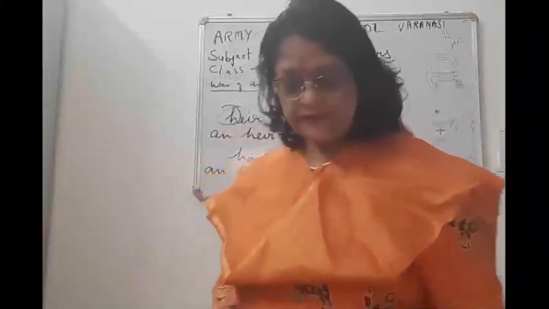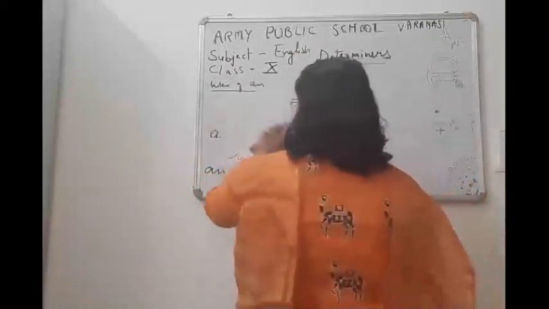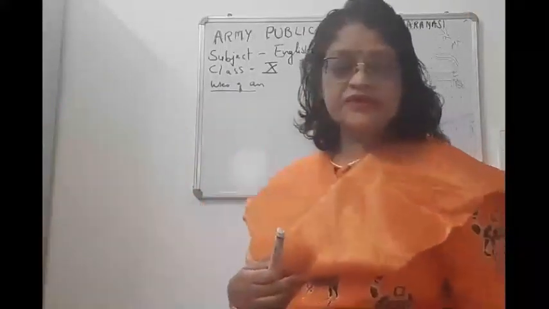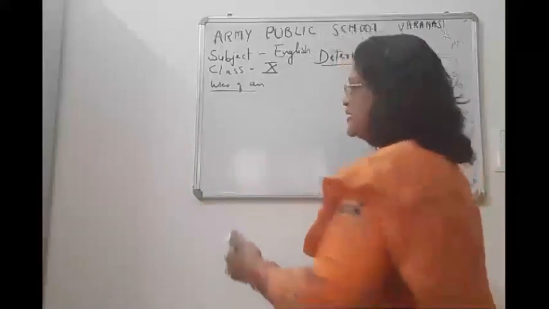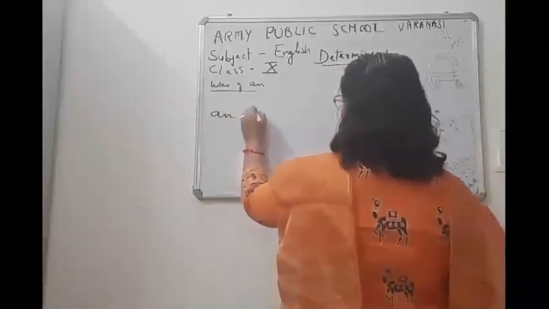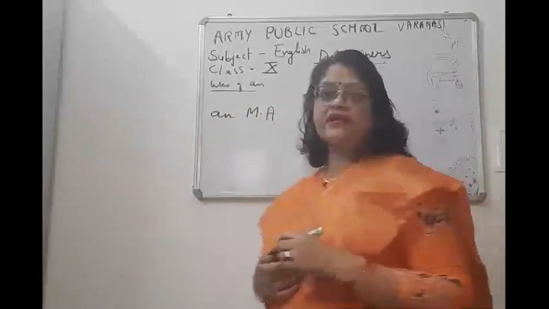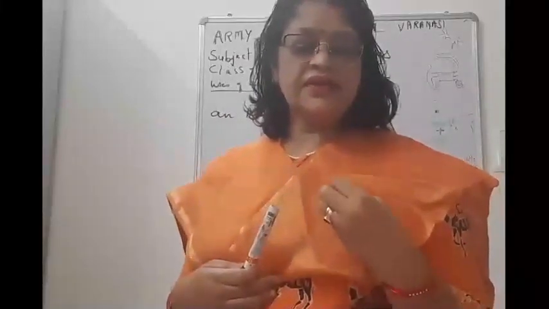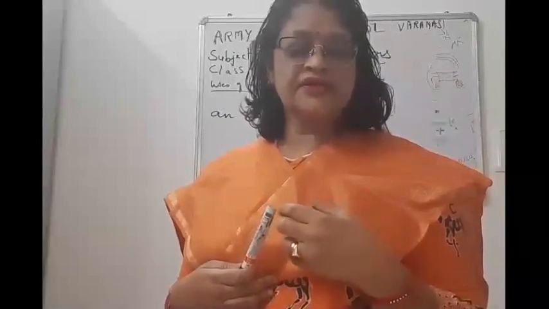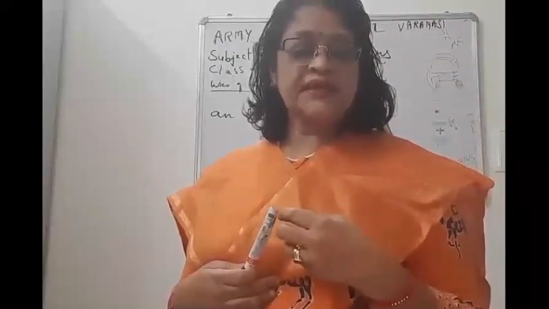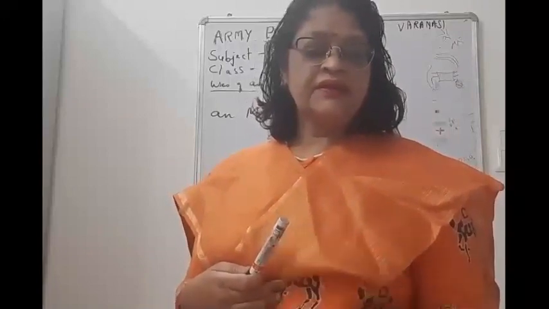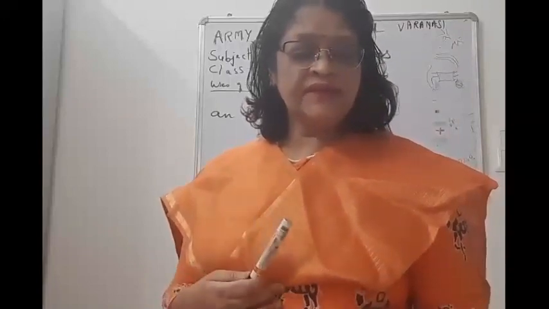Like, many abbreviations are there, like an MA, Master of Arts. He is doing his MA. He got his admission. An MA, an MP. Okay, then a PhD, a BA.